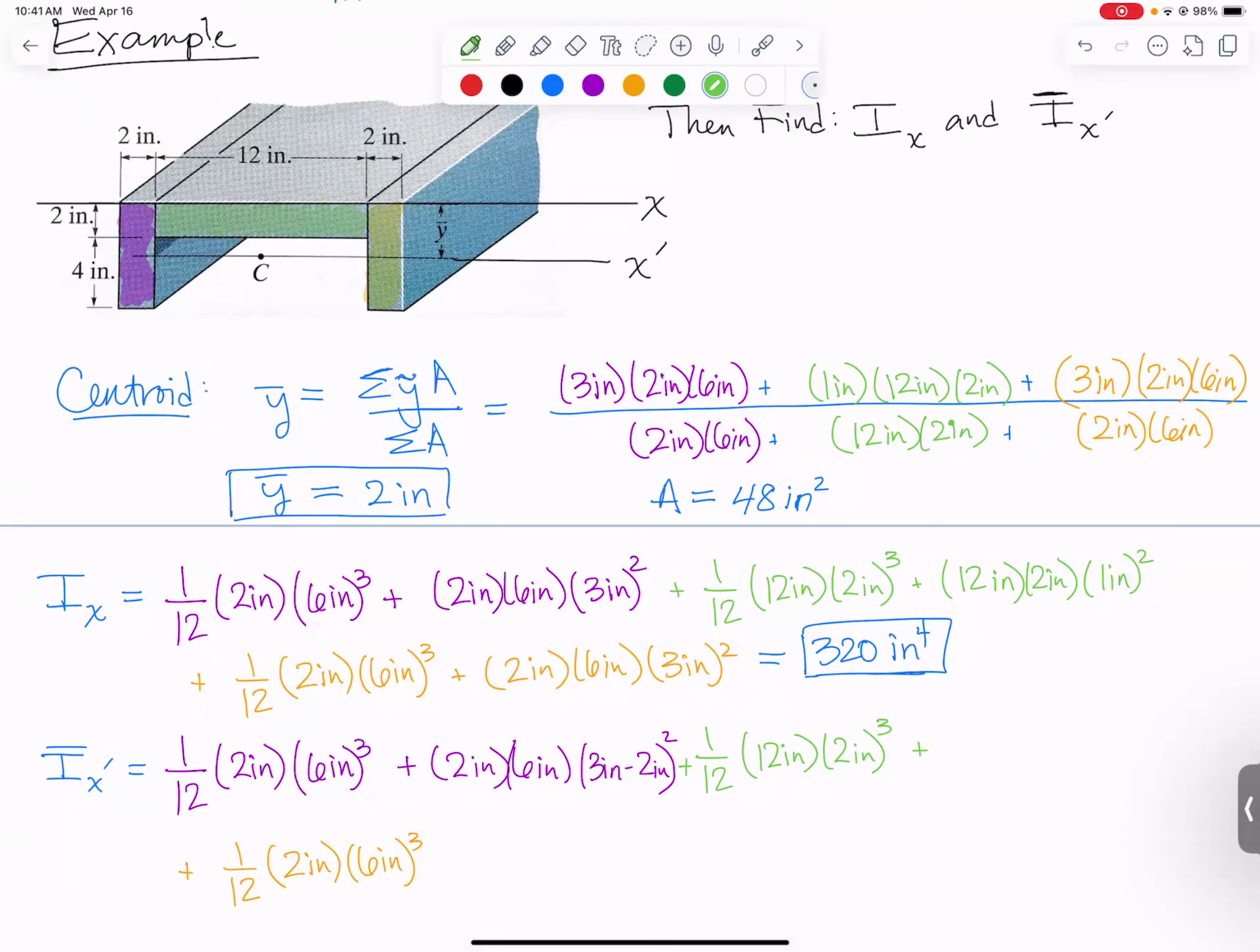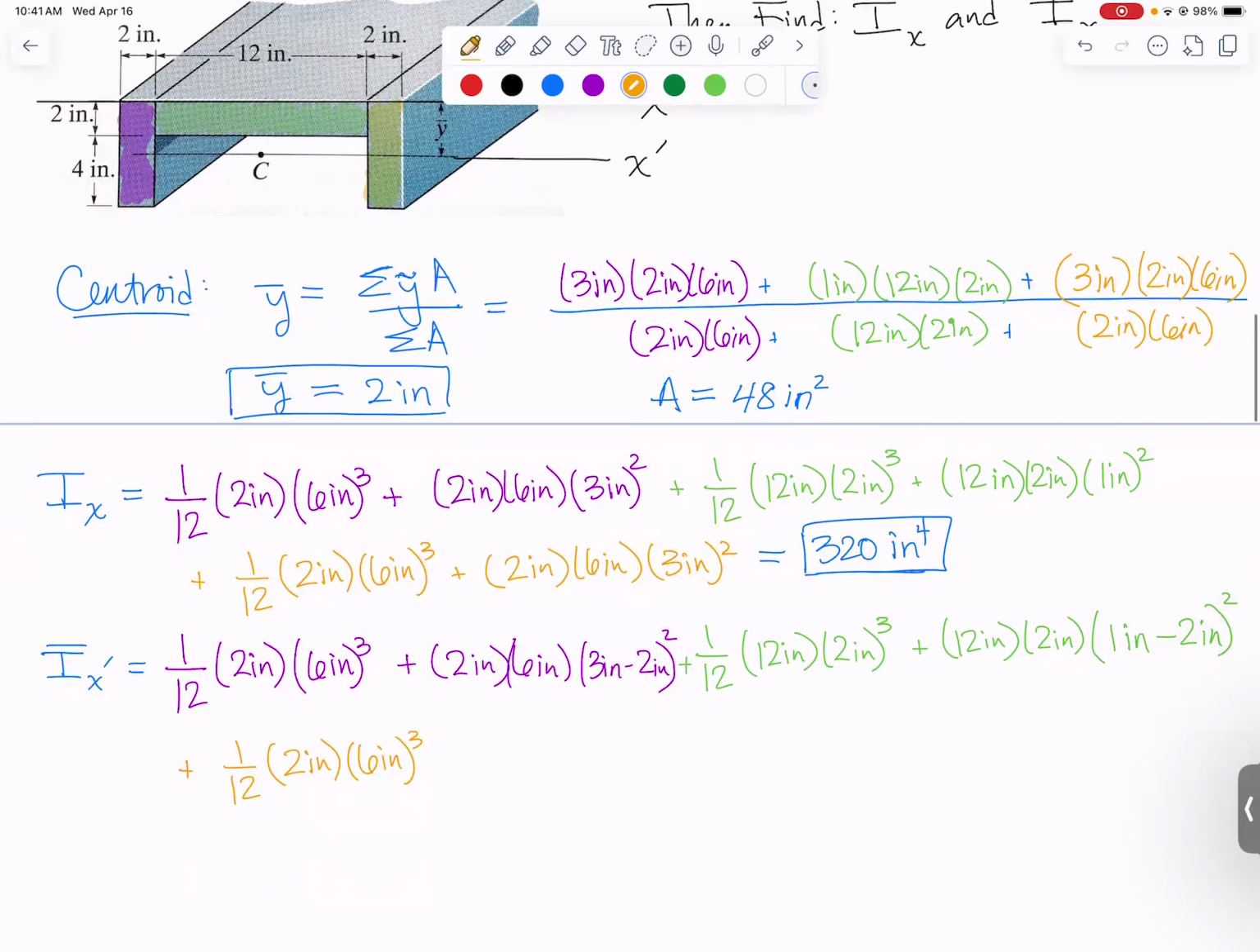We end up with area, 12 times 2. And then I need the difference in the centroid of the whole shape and the centroid of my own shape. So the green rectangle is 1 inch below the top. The whole shape centroid is 2 inches from the top. You subtract them and you square it. We're going to get minus 1 inch. We square it, it becomes plus 1 inch squared.